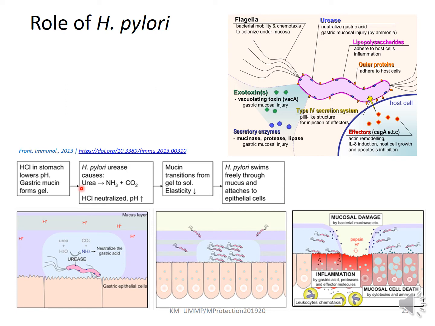And because of that, hydrochloric acid is neutralized and then pH is high. Okay? So the gel-like mucin transitions from gel to soluble form, elasticity is reduced. So more H. pylori are swimming freely through the mucus and adhere to the epithelial cells by the action of outer proteins and lipopolysaccharides. And then it starts to secrete exotoxins and secretory enzymes, mucinase, protease, lipase, all can produce gastric mucosal injury.